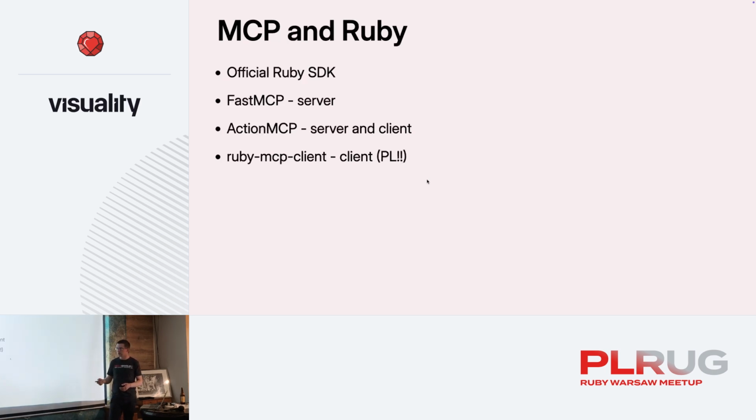Action MCP, this is the most production-ready implementation, yet quite complex. However, this is a server and a client in one library. And Ruby MCP client, this is the client that I have been using in these examples, and it's actually by a Polish author, Szymon, who implemented that quite some time ago. It's quite a mature solution, so you can use that at least for Fast MCP and probably Action MCP. In a few days you should also be able to use it for Action MCP.